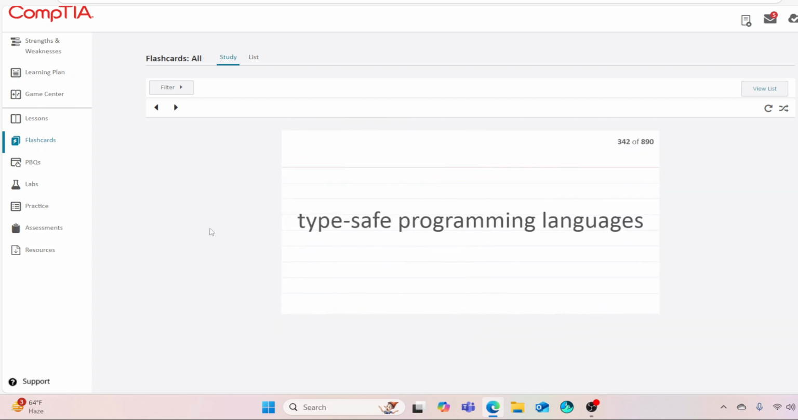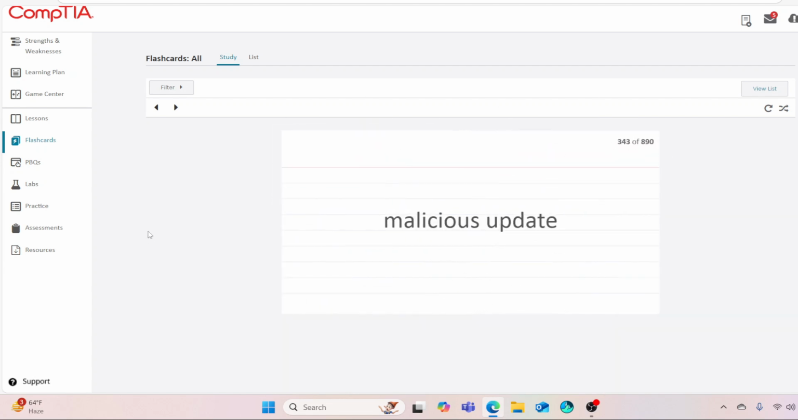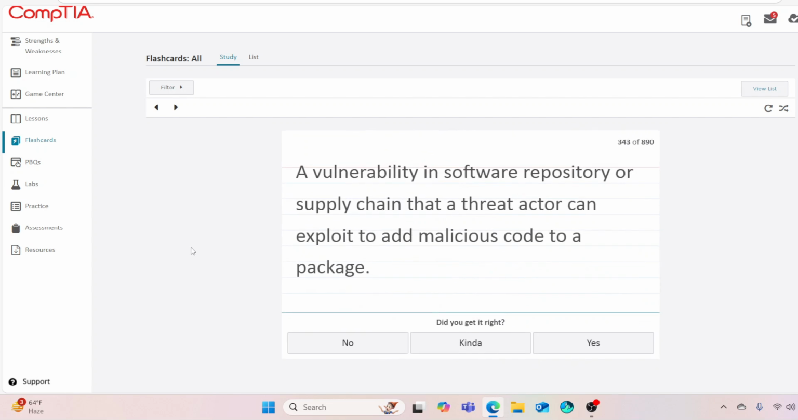Type-safe programming languages. A program that enforces strict type checking during compilation and ensures variables and data are used correctly. It prevents memory-related vulnerabilities and injection attacks. Malicious update. A vulnerability in software repository or supply chain that a threat actor can exploit to add malicious code to a package.